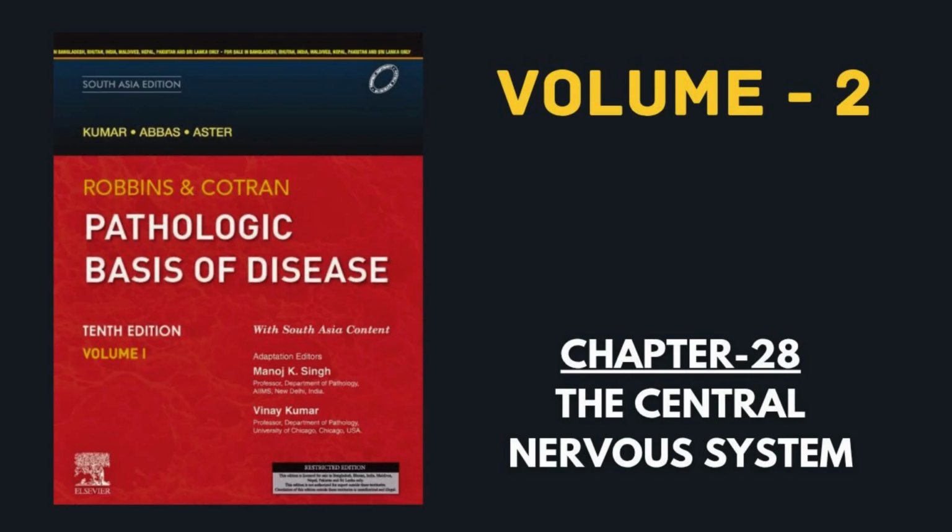Let's walk through them. First, the subtle shift, subfalcine or cingulate herniation. Here, the innermost part of the frontal lobe slides underneath the falx cerebri. And the primary risk there isn't the shift itself, but what gets compressed. Precisely. The primary risk is compression of the anterior cerebral artery, potentially leading to infarction of that artery's territory.